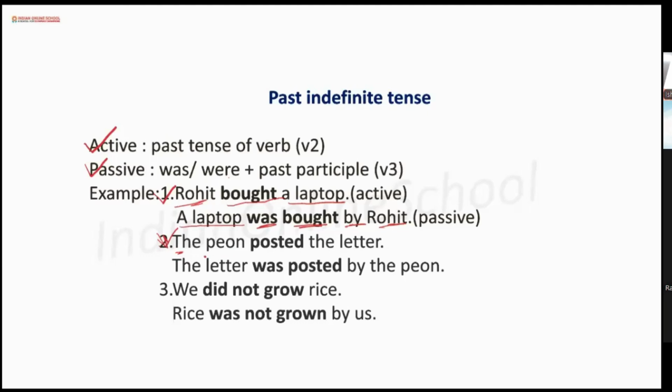No, first you read the first sentence. The peon posted the letter. So which one is the subject here? The peon is the subject here. Posted is the verb here. And the letter is the object here. So the letter has become the subject. The letter was posted by the peon. Okay?